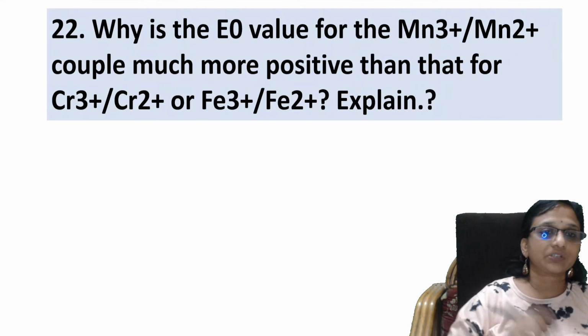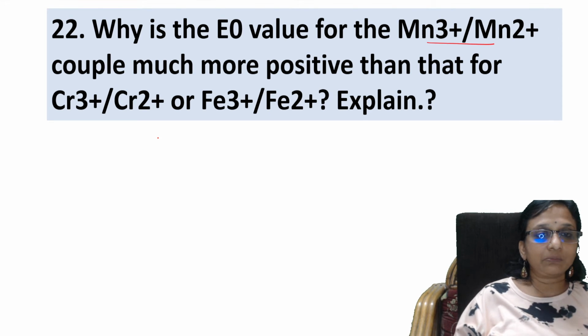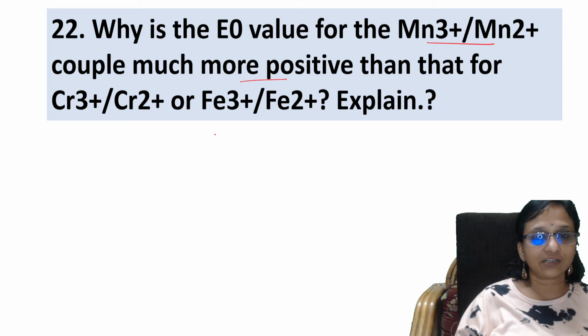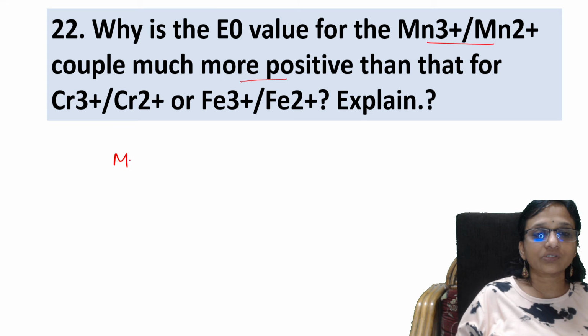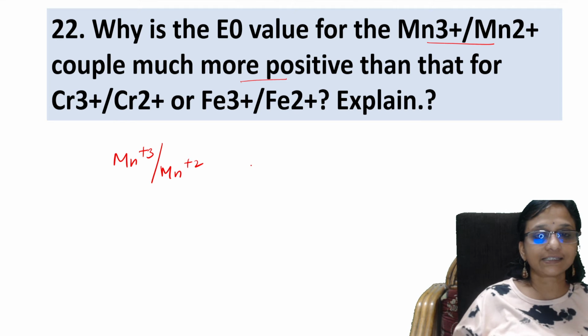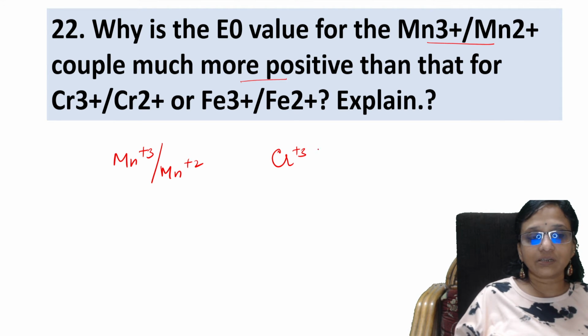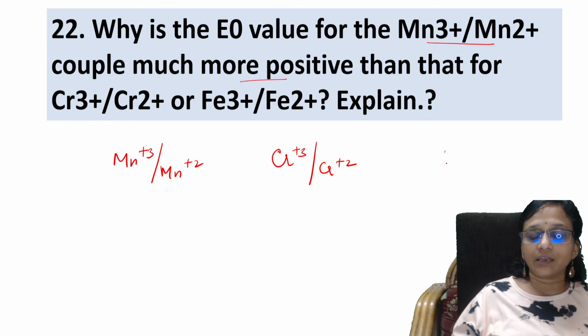Then next question. Why is the E naught value for the Mn plus 3 and Mn plus 2 couple more positive than that of Cr plus 3 and Cr plus 2 and Fe plus 3 and Fe plus 2? Write like this, students: Mn plus 3 by Mn plus 2, next Cr plus 3 by Cr plus 2, then Fe plus 3 by Fe plus 2.